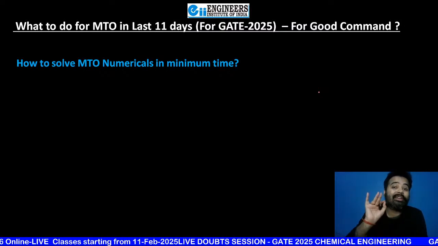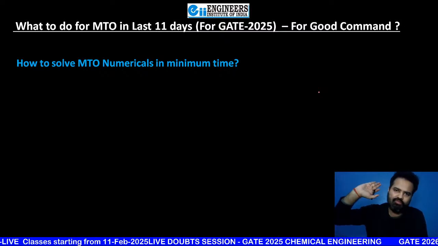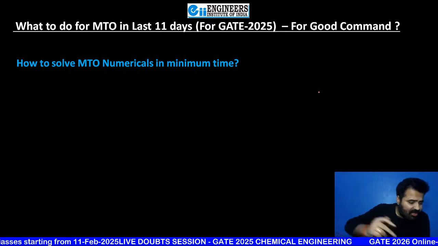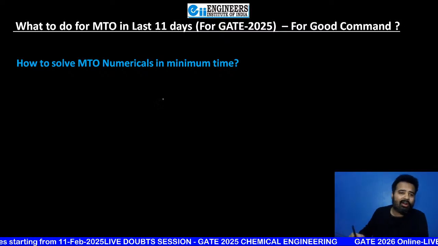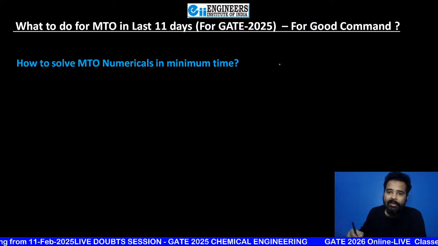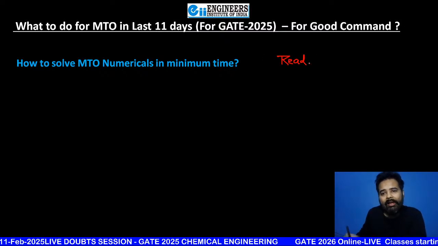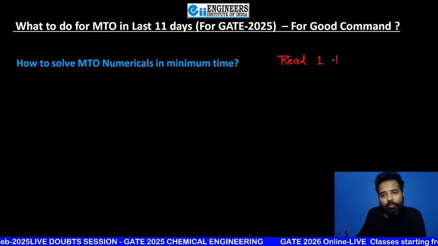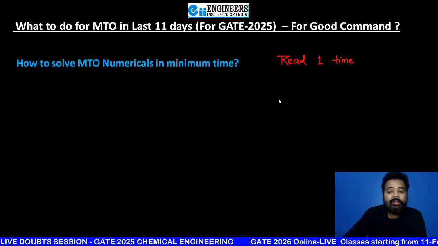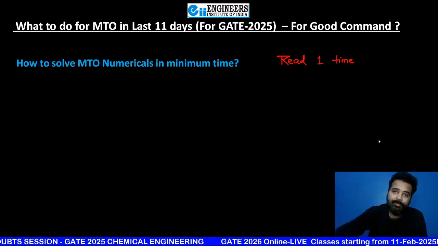I will give you the shortest technique, just focus on it and repeat the same technique in the examination for the same type of problem. Okay, so as I told you in my previous slide, just read one time. Why am I saying, beta, that you should read just one time? Why, sir? Beta, because in the GATE examination you are going to solve 65 questions.